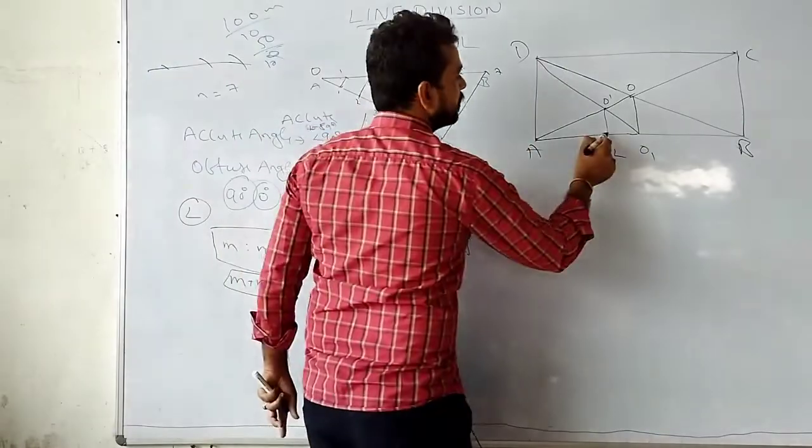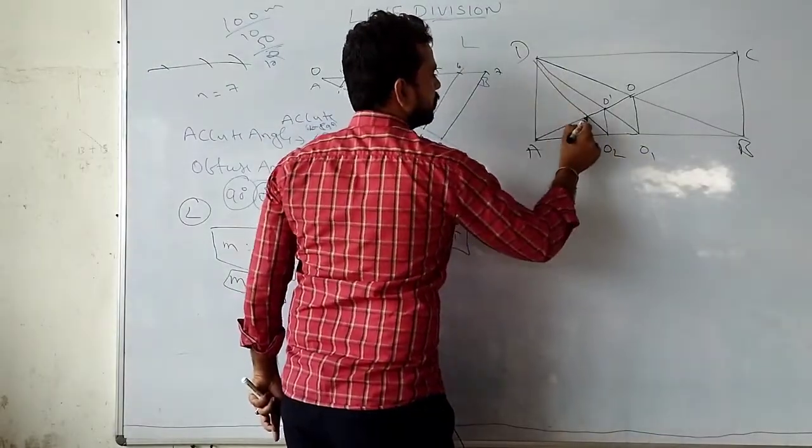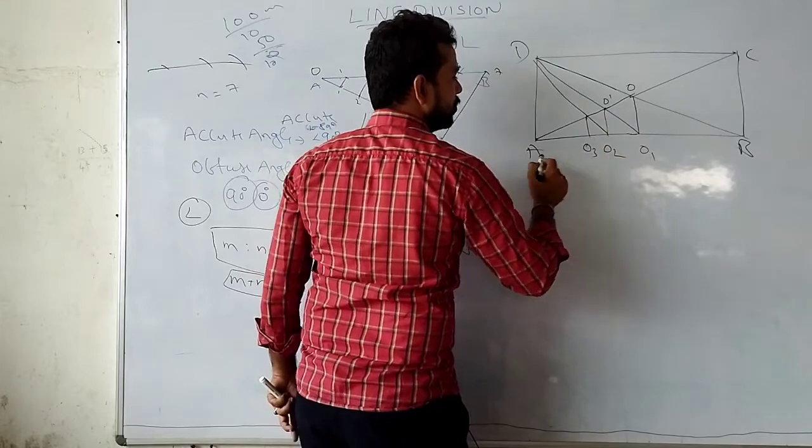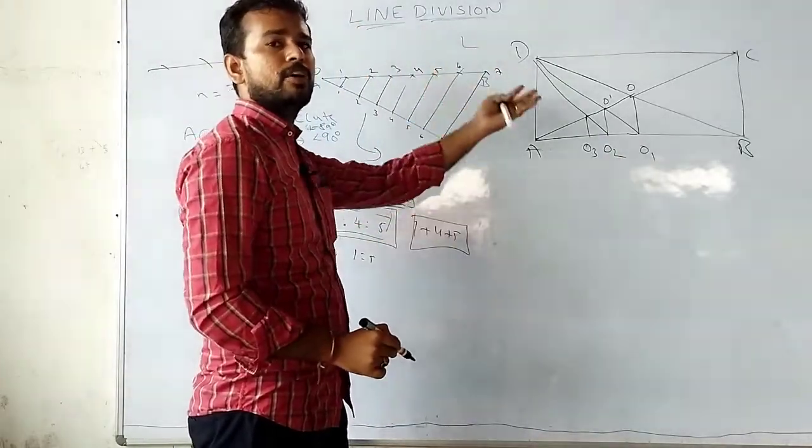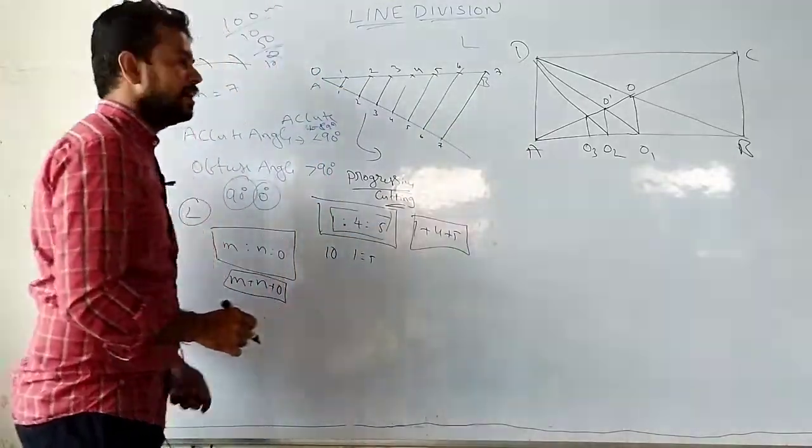If you want again, from here, now it is divided into 4 equal parts. So like this, you can divide a line into any number of unequal parts. Okay, clear?